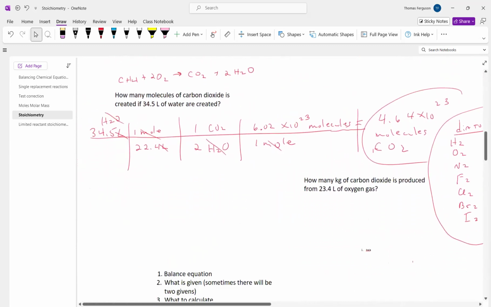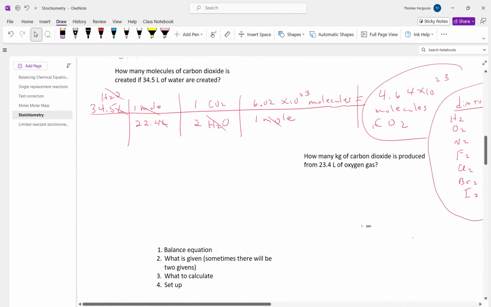All right, now this problem: how many kilograms of carbon dioxide is produced from 23.4 liters of oxygen gas? This is a 4-step problem because of the kilograms.